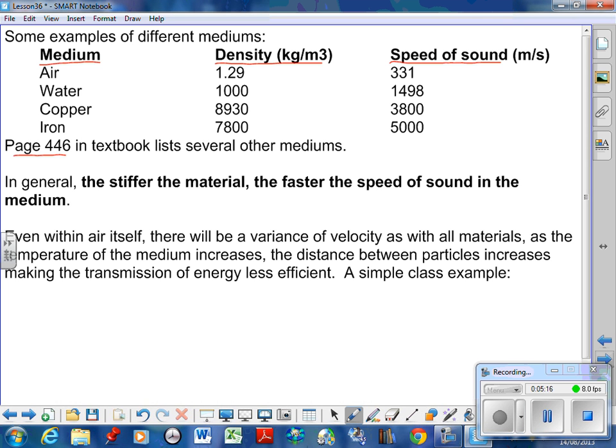If you're underwater playing your stereo, water has a density of 1,000, but now the speed is almost 1,500 meters per second, and nearly 5 times faster. So people underwater will hear the music faster than people in the air. If we look at copper and iron, copper has a density of roughly 9,000, iron 8,000, but look at the speed difference here. Note the difference.